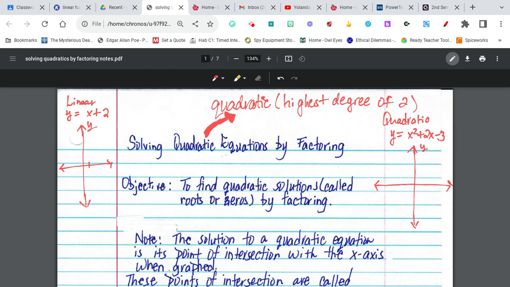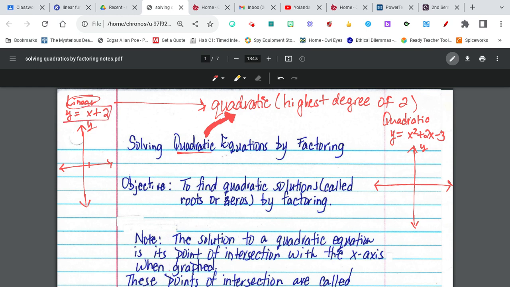For this lesson, we're going to talk about solving quadratic equations by factoring, but let's talk about what quadratic means. Normally, we deal with linear equations. I'm going to go into linear, and then I will take you to quadratic because I want you to see the difference between the two.